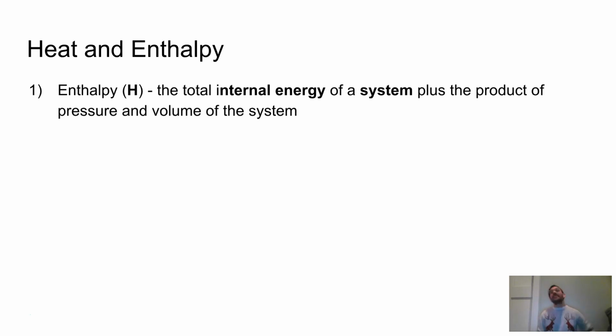All right, heat and enthalpy, another weird word. Enthalpy, which we're going to define with the letter H, is the total internal energy of a system plus the product of the pressure and volume of the system. We got this funky equation: enthalpy equals energy plus pressure times volume.